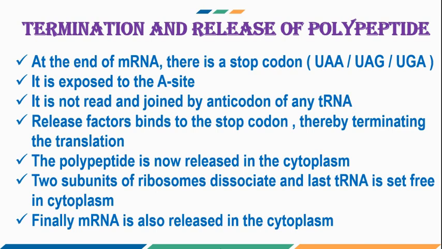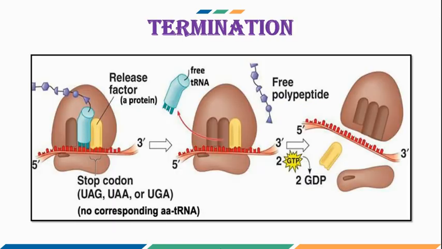The polypeptide is now released in the cytoplasm. The two subunits of the ribosome dissociate and the last tRNA is set free in the cytoplasm. Finally, the mRNA is also released in the cytoplasm. Here is the diagram for termination.